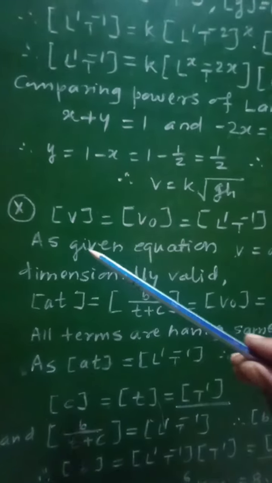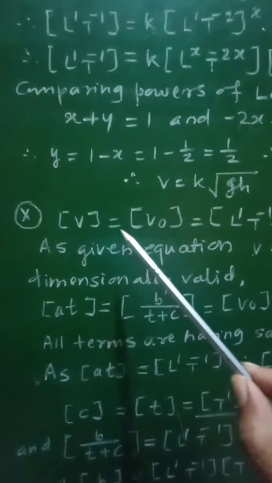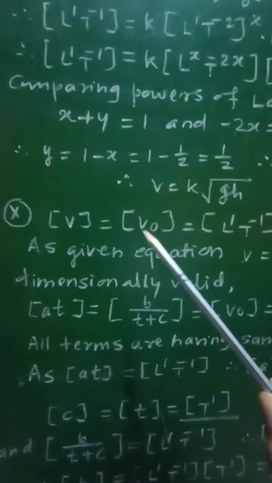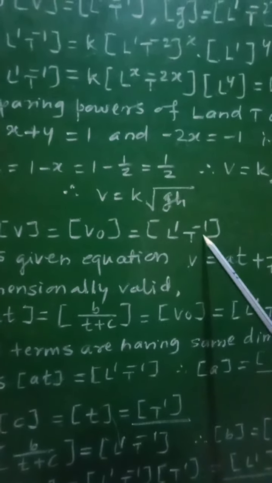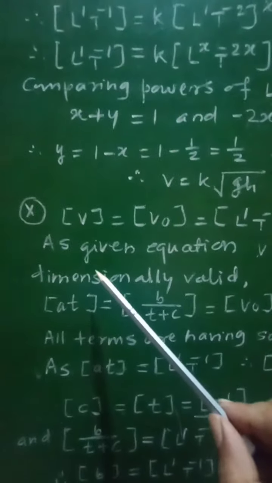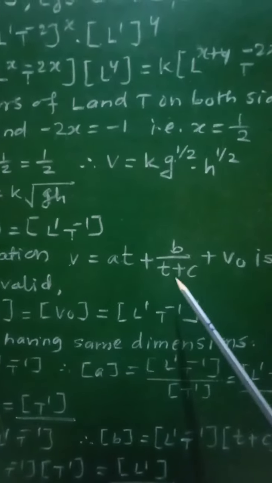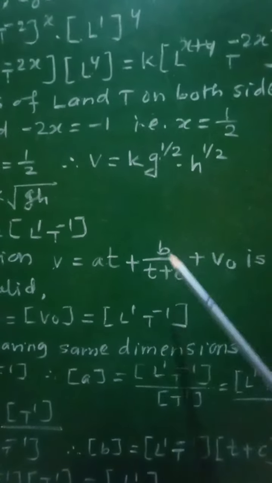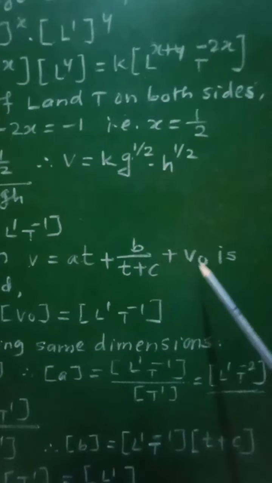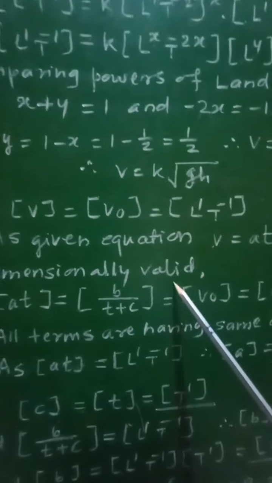So for this numerical, it is given that the dimensions of phi will be equal to the dimensions of phi0, that is dimensions of velocity, L raised to 1, T raised to minus 1. Now, the given equation is phi equal to at plus b upon t plus c plus phi0, which is dimensionally valid.